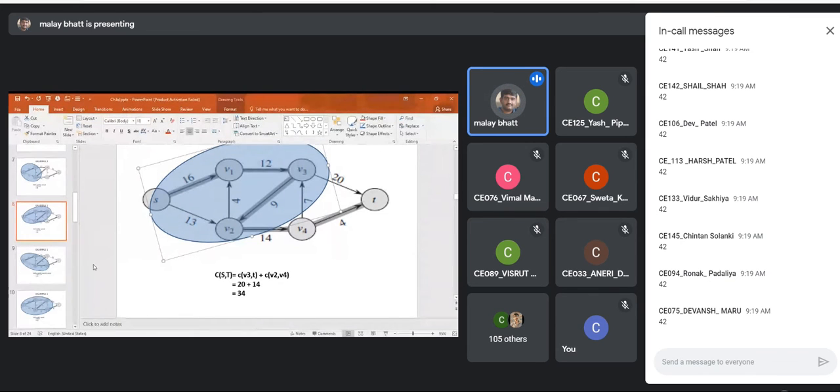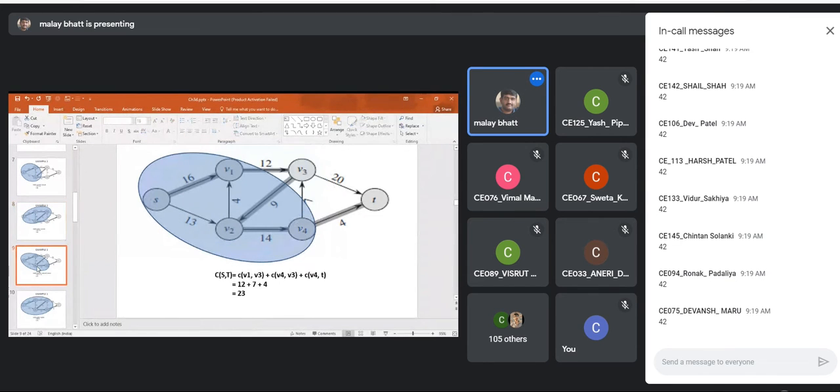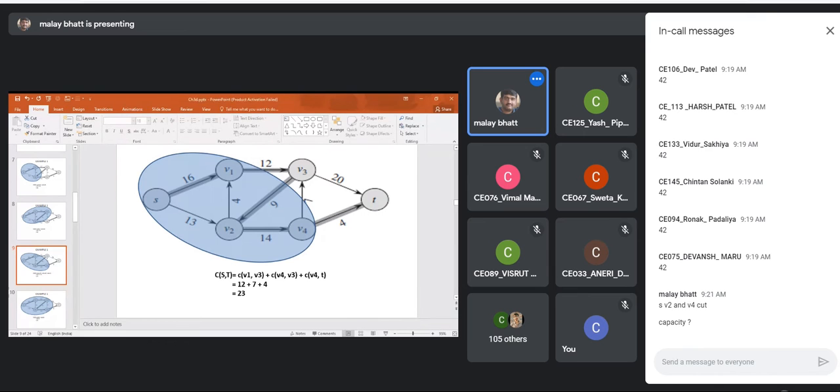Similarly, let us consider one more combination. S, V2, V4 is also a valid combination. Let us calculate the capacity of this, S, V2, V4, like this.